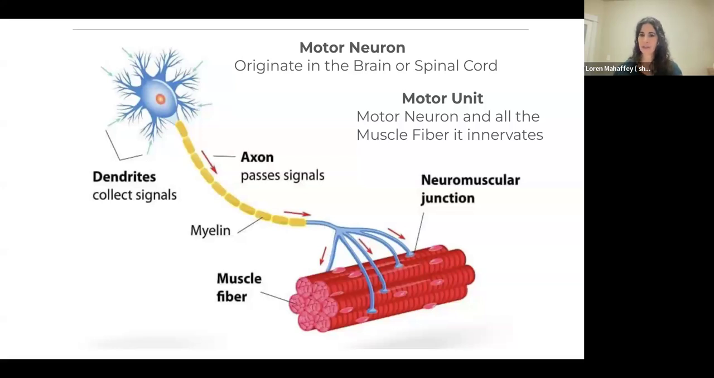And each terminal ending innervates one muscle fiber, one muscle cell. And it is the motor neuron and all the fibers that it innervates, which creates what's called a motor unit. Okay.